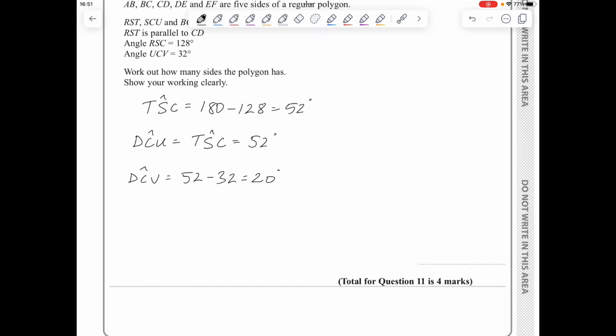And now I'm going to use the formula for the exterior angle. So 20 equals 360 over n. So n is equal to 360 over 20. So n comes out to be 18, which is my final answer.